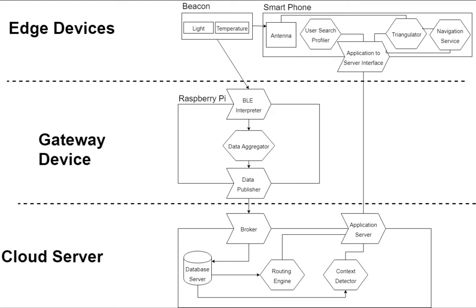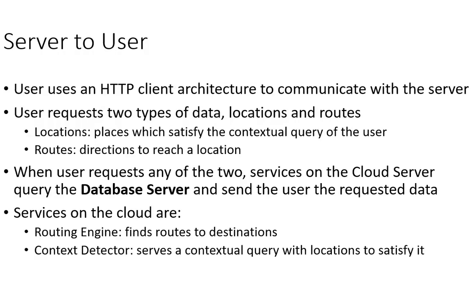Now, as for the path from the user to the server, we have two services, Context Detector and Routing Engine, and these two services work with the client and with the database server to give the client some value. So the user communicates with the server using an HTTP client server architecture. It sends a request to the server for two different kinds of data, either a location or a route.